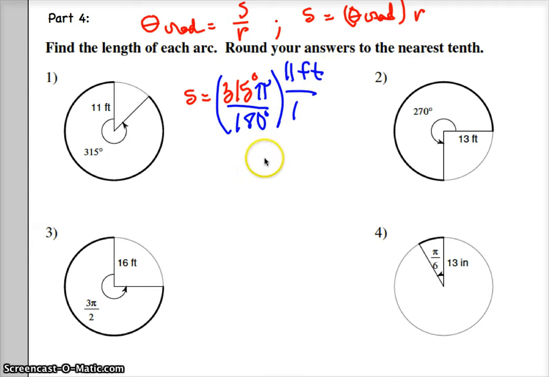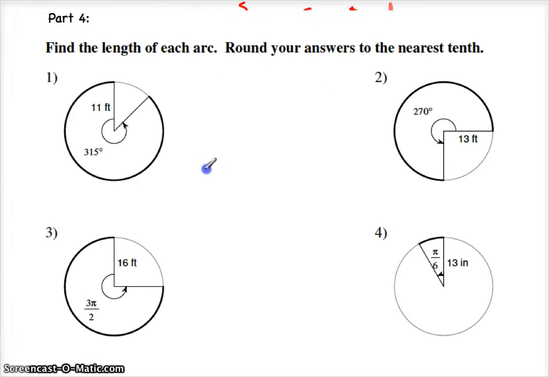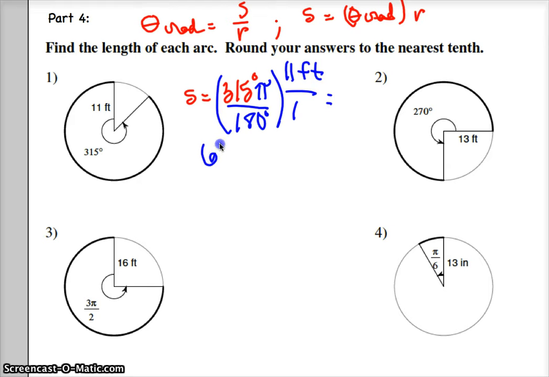All right, I'm going to pause this and give you a moment to calculate the arc length. Come back in a second and check your answer. Okay, for example 1, you should have an arc length of 60.5 feet. Please pause the video for a moment and set up your equation for number 2, and then come back and check your equation before you calculate the arc length.